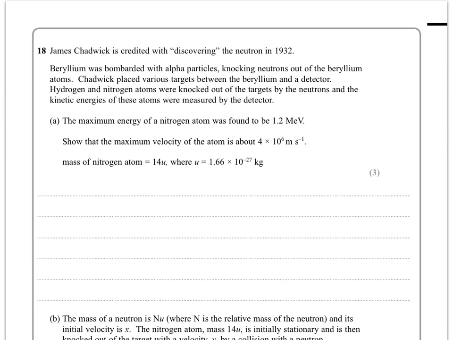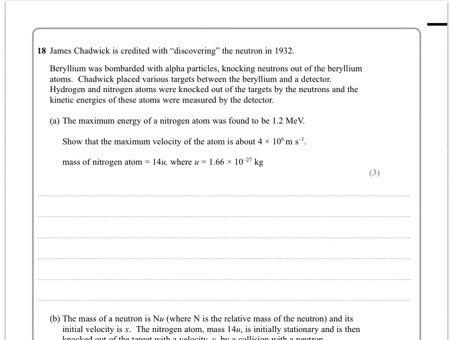Question 18. James Chadwick is credited with the discovery of the neutron in 1932. Beryllium was bombarded with alpha particles, knocking neutrons out of the beryllium, and Chadwick placed various targets between the beryllium and a detector, and hydrogen and nitrogen atoms were then knocked out of targets by the neutrons. And the kinetic energies of these atoms were measured by the detector. So this is what happened.